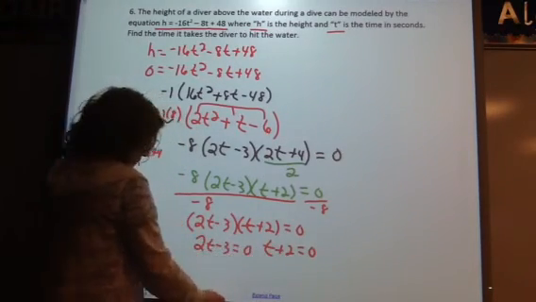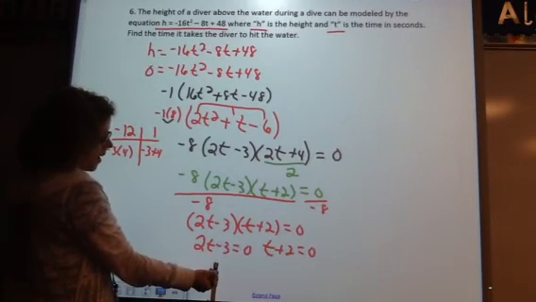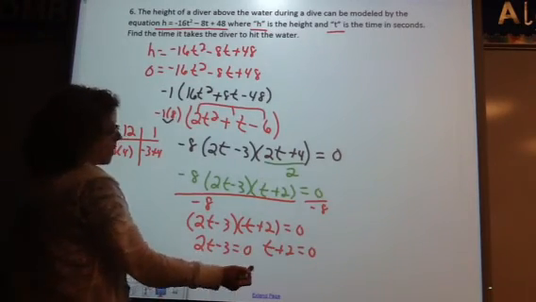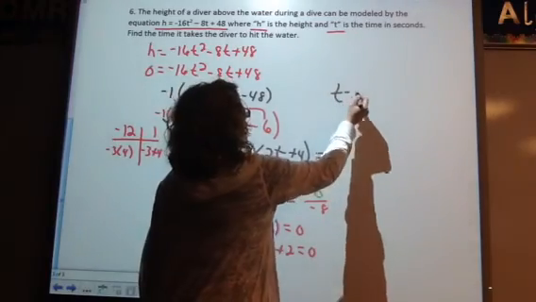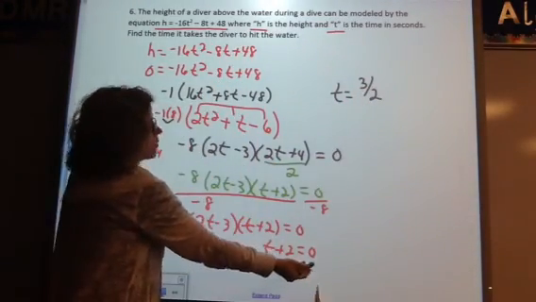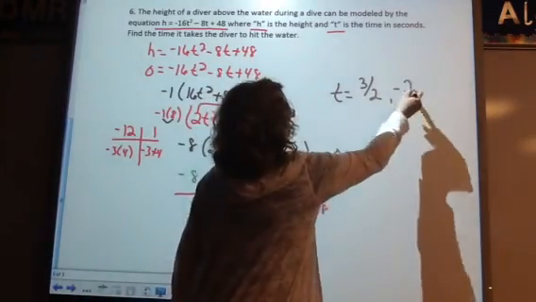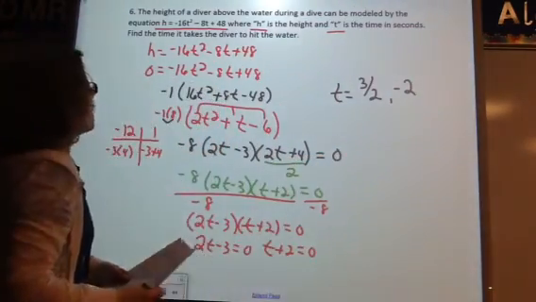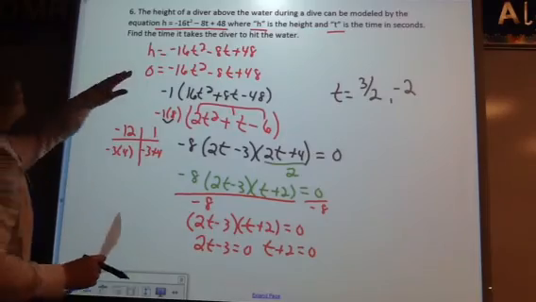Solve each equation. So this one here is going to be a positive. Add 3 divided by 2. So t equals a +3/2. This one is going to be -2. A -2.